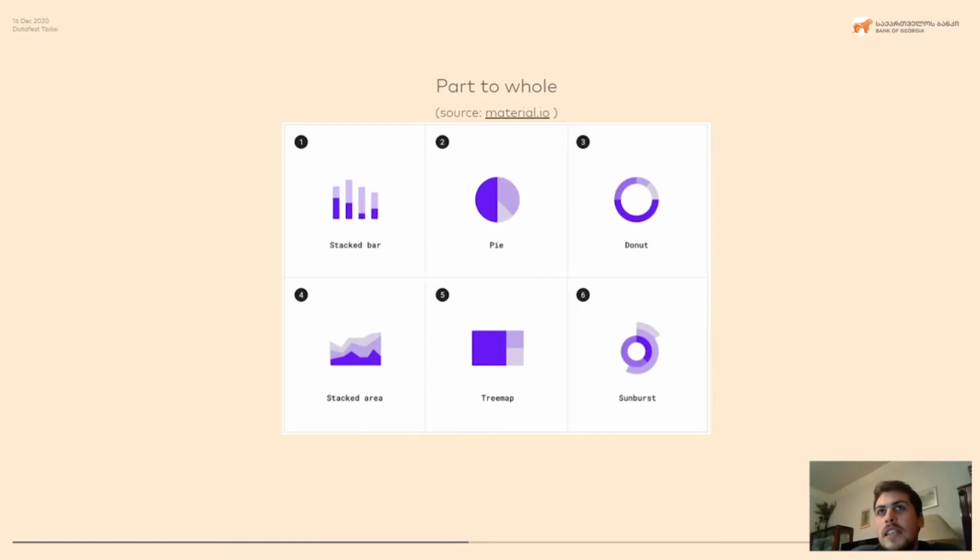You may see on the internet, avoid pie charts, avoid donut charts, but I think you shouldn't consider that like that. I think in some cases, pie charts are really good. Depends on your audience and depends on your data.